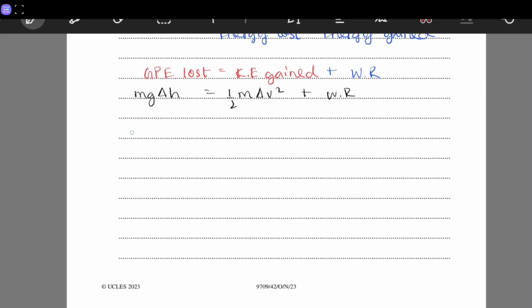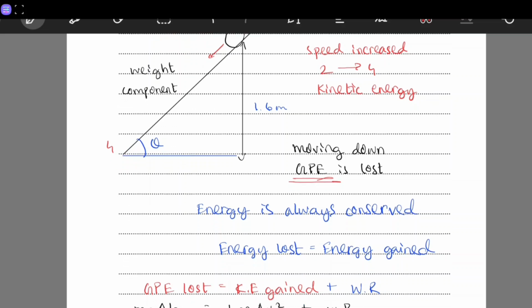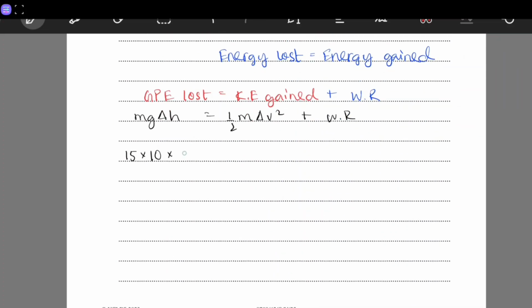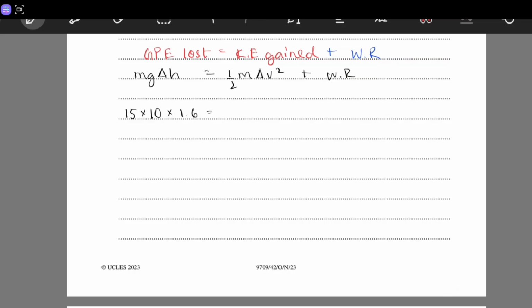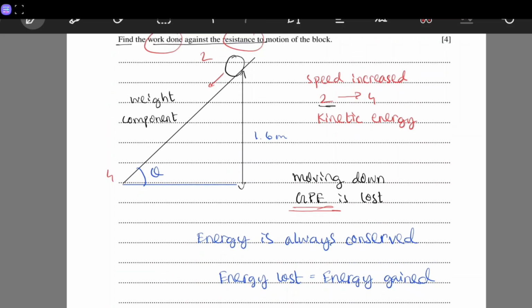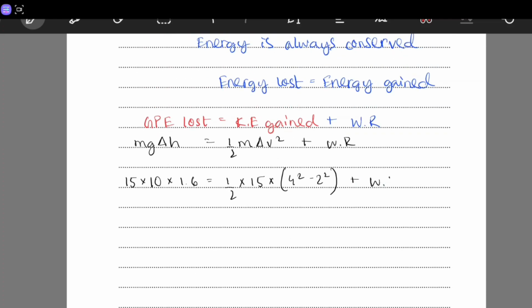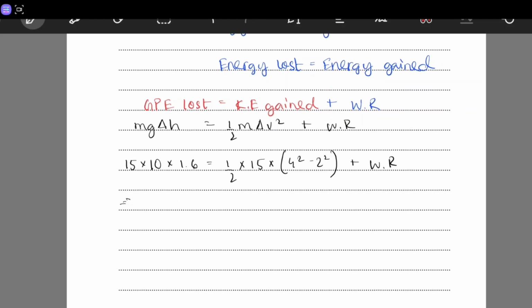And now just inputting the values. Mass was given, 15, times 10, the value of g, times the change in height. It started at the very top and ended at the very bottom, and the difference in heights was given as 1.6. So del h is 1.6, equals half times the mass 15 times del v square. The speed increased from 2 to 4, so we can write 4 square minus 2 square, plus WR. Now we just solve and find WR.